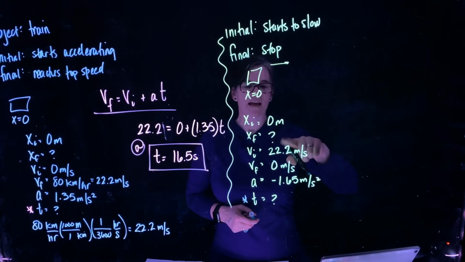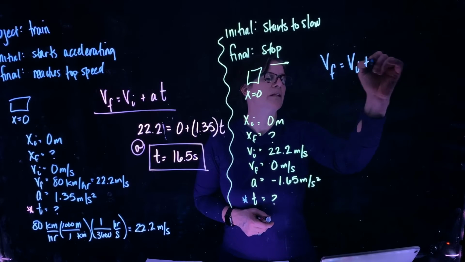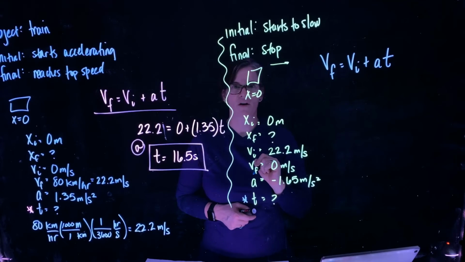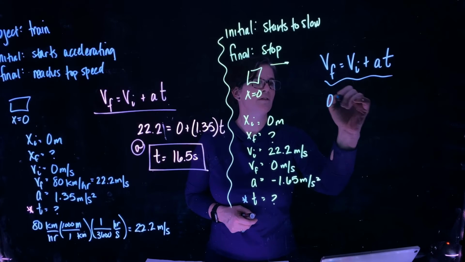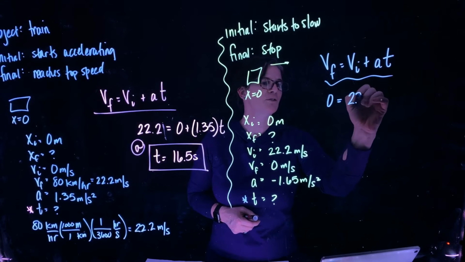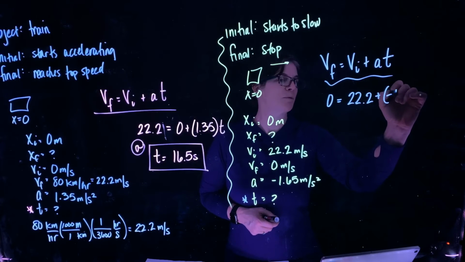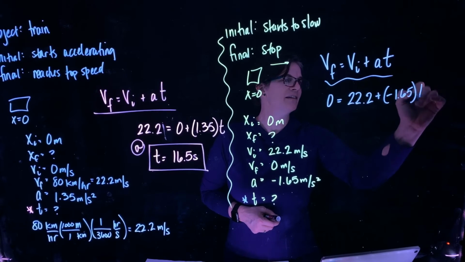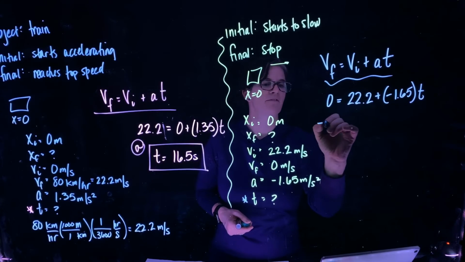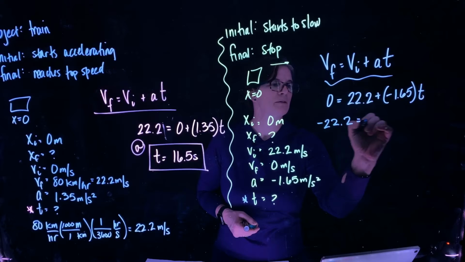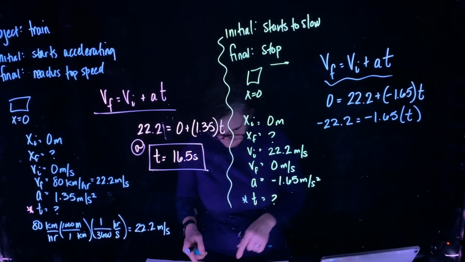And again, we have our initial and final velocity. So we can use the velocity relationship to solve for our time. So v final is 0. V initial is 22.2. My acceleration is minus 1.65 times our time t. So I bring 22 over. I have minus 22.2 is equal to minus 1.65 times time.